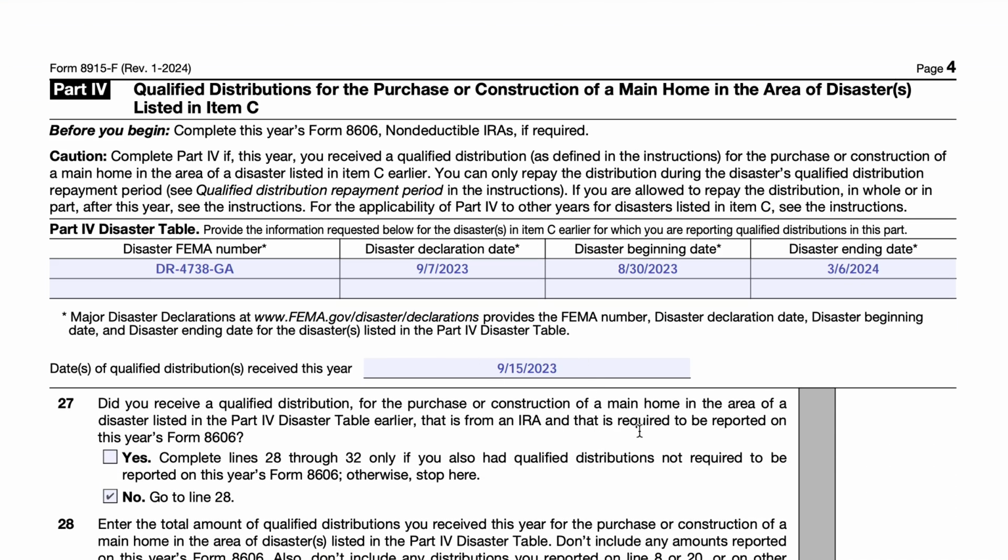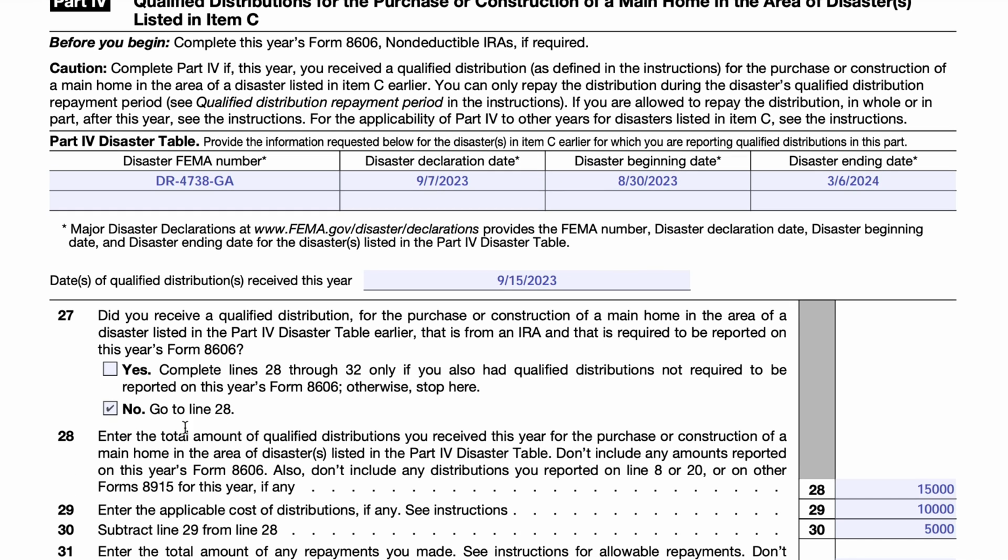And then he received his qualified distribution on the 15th of September. In this case, we just selected that he did not receive a qualified distribution for the purchase or construction of a main home in the area of a disaster that is from an IRA and required to be reported on 8606. So for this example, this is separate from the other 3.